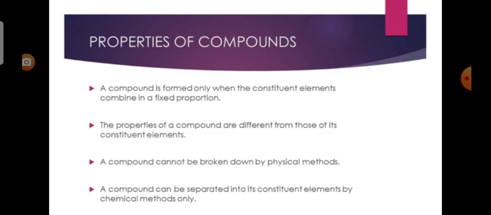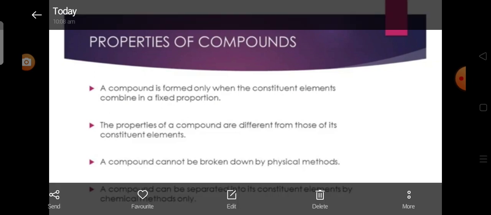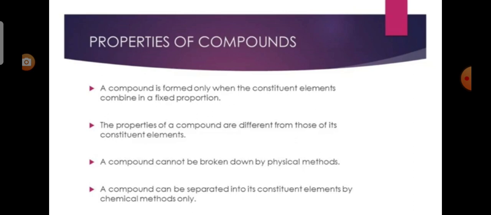It is used in our food, whereas sodium and chlorine are poisonous and both unsafe for consumption. Now we see about the properties of compounds. A compound is formed only when the constituent elements combine in a fixed proportion. The properties of a compound are different from those of its constituent elements. A compound cannot be broken down by physical methods. This is because a compound is made up of different elements that are chemically combined. Sodium chloride cannot be separated by physical methods such as filtration. A compound can be separated into its constituent elements by chemical methods only.